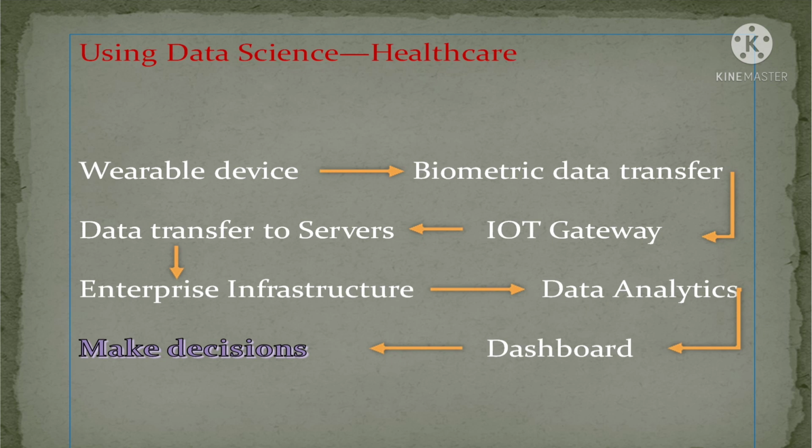The biometric data is transferred through the IoT gateways to the data servers. Then the data is transferred from the data servers to the enterprise infrastructure. Enterprise means the data is transferred from servers to the enterprise server, and there, in the organization, the data analysts analyze the data and get the proper information on the dashboard. They display it in the form of charts, reports and credit scores, each and everything, so that the responsible person can take decisions.